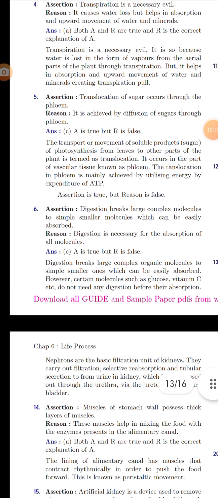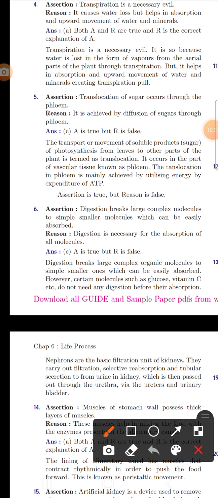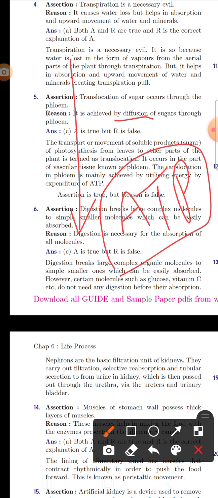Translocation of sugars occurs through phloem. Yes, it is true. It is achieved by diffusion of sugars through the phloem. Is it just the simple diffusion of sugars through the phloem? No, it is not just by simple diffusion. If you remember, I taught you in the class that when food is moving in different directions through the phloem, you need to spend some energy, which is called ATP. It is not just simple diffusion of sugars, but it is through spending energy, that is ATP. So, reason is false, assertion is true. Obviously, the answer will be option C.